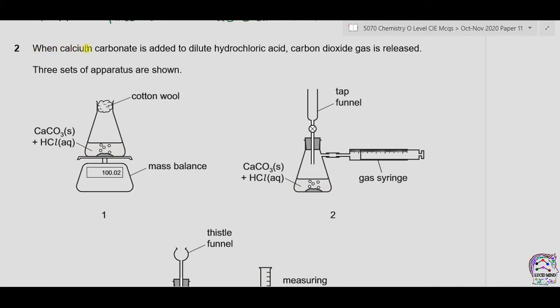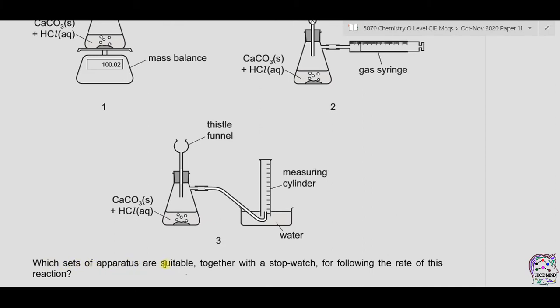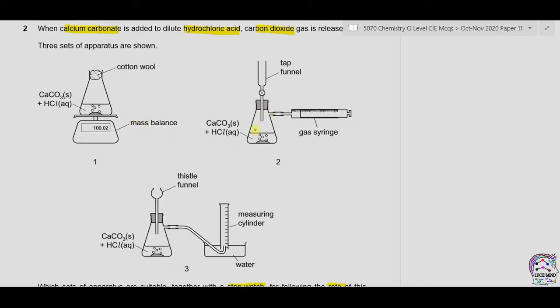Question number 2. When calcium carbonate is added to dilute hydrochloric acid, carbon dioxide gas is released. 3 sets of apparatus are shown. Which sets of apparatus are suitable together with a stopwatch for following the rate of this reaction? These 3 are the sets of apparatus that are given for this reaction. Now when calcium carbonate reacts with hydrochloric acid dilute, it forms salt, calcium chloride, along with carbon dioxide and water.